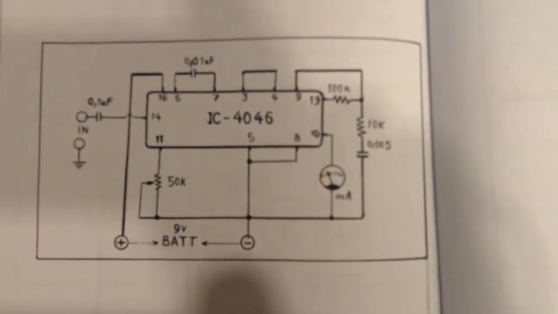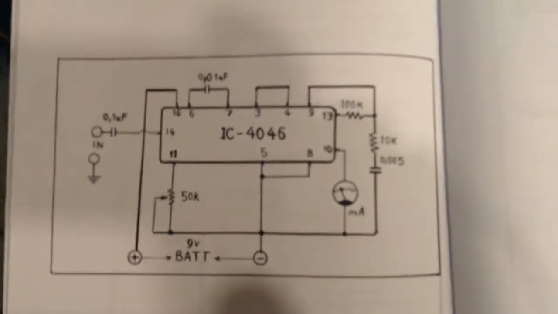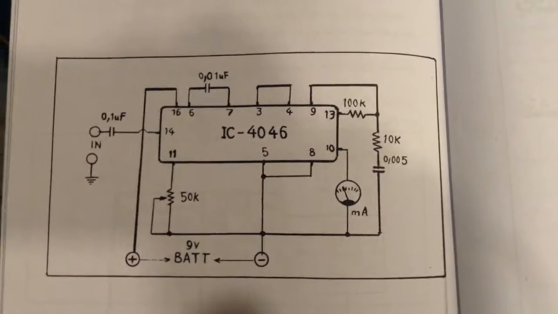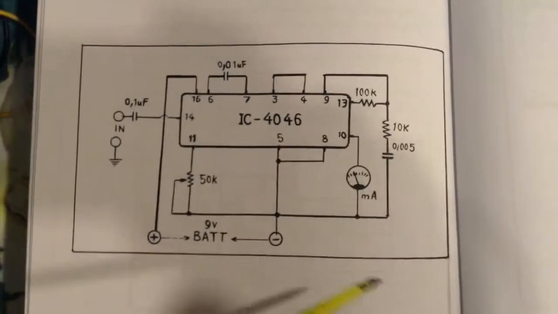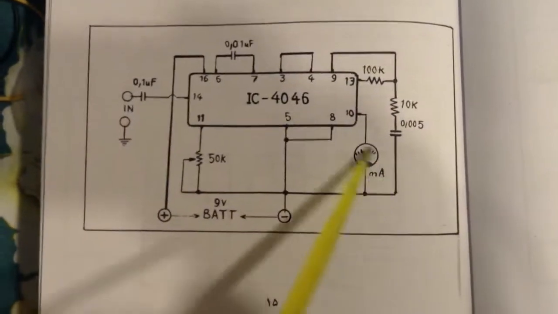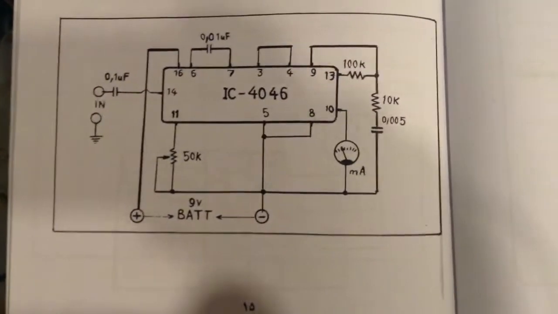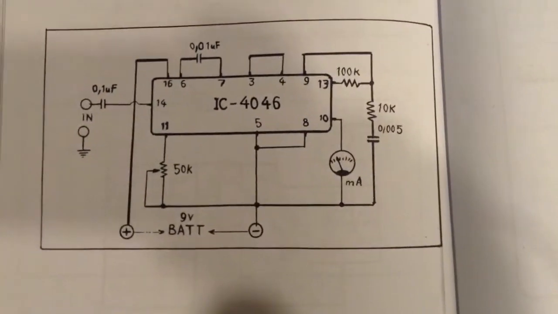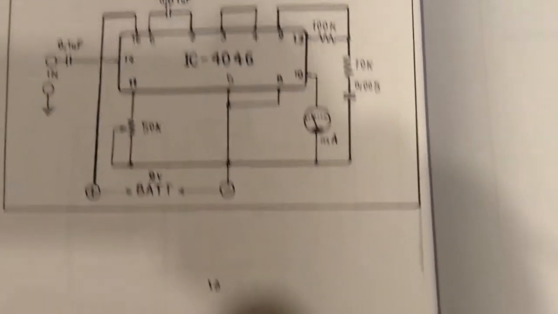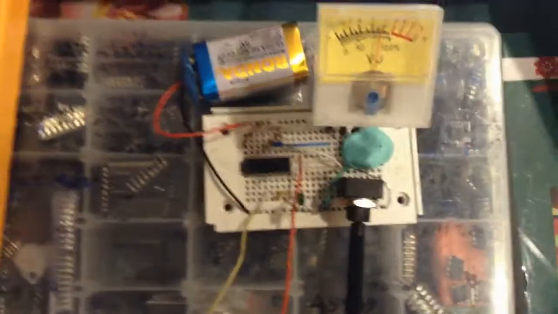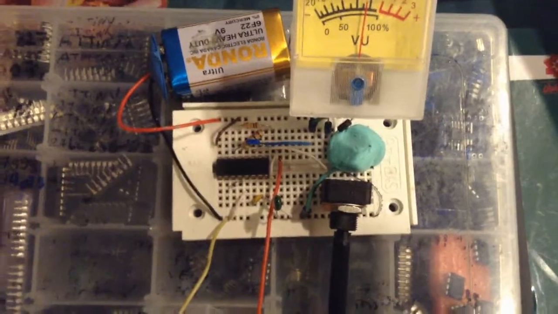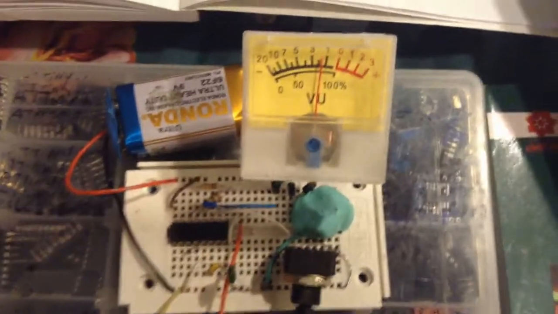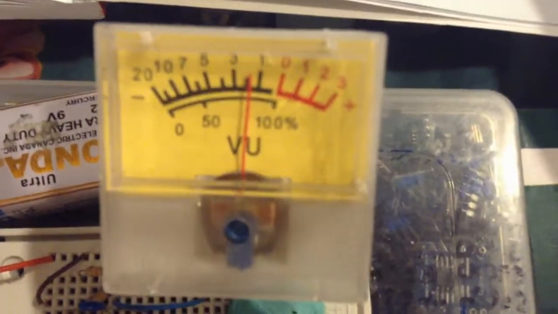This is the 4046 frequency to voltage converter. This schematic will convert frequency to voltage or to current, because here the measurement is in milliamps. This schematic will convert frequency from 10 Hz up to 500 kilohertz to current, and we are able to measure the current over a few meters, ammeters or multimeter.